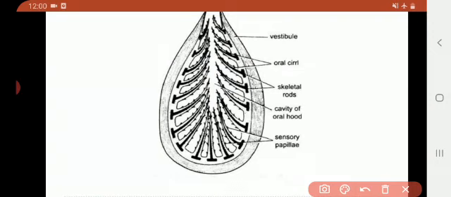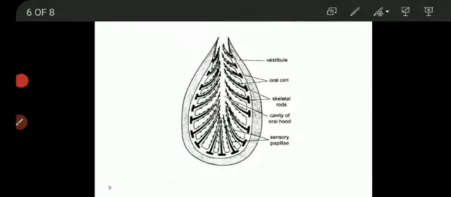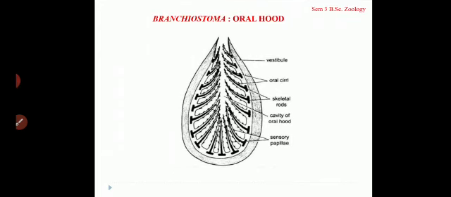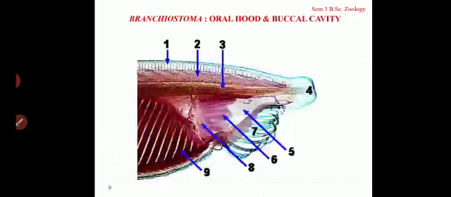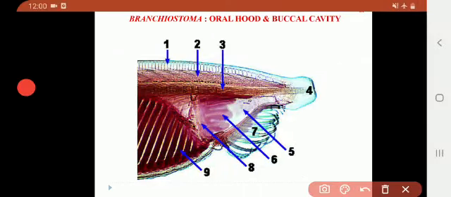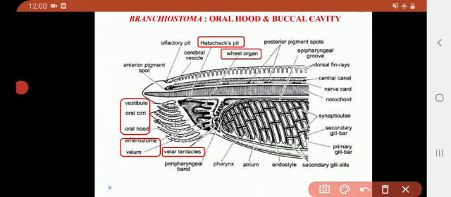Basally, the epithelial lining of the oral hood forms 6 to 8 pairs of finger-like folds or patches, each formed by a ciliated groove bounded by a ciliated ridge. I hope it is clear.